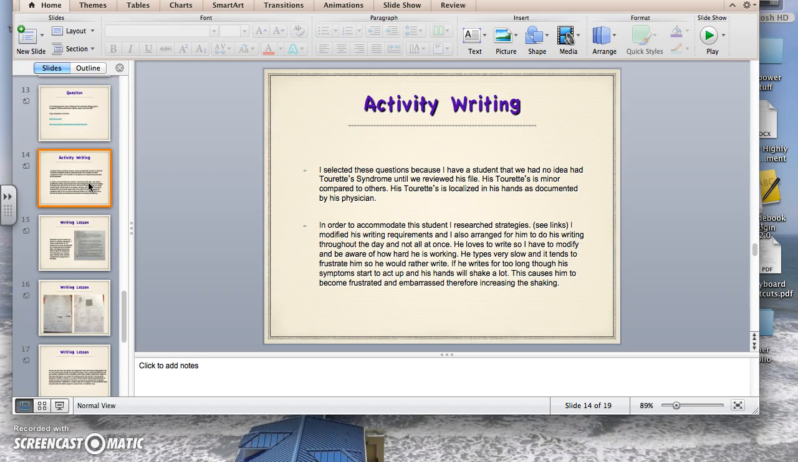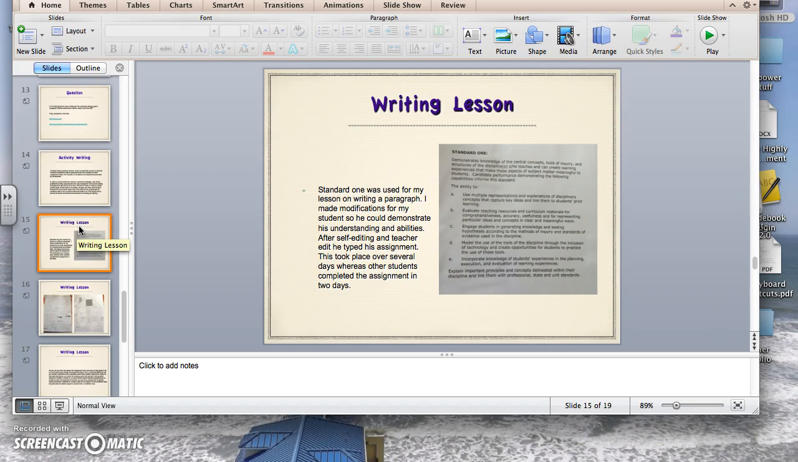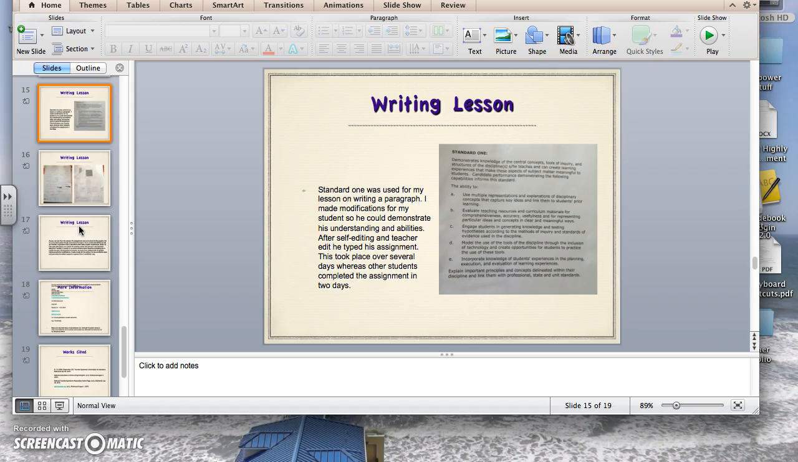He loves to write, so I have to modify and be aware how hard he is working. He types very slowly, and it tends to frustrate him, so he would rather write. If he writes for too long, though, his symptoms start to act up, and his hands will shake a lot, therefore causing him to become frustrated and embarrassed. The writing assignment fell under Standard 1 that I used for my lesson on the writing of a paragraph. I made modifications for my student so that he could demonstrate his understanding and his abilities. He also was required to self-edit, and then he got teacher edit, and this took several days compared to the other students that did it in two.